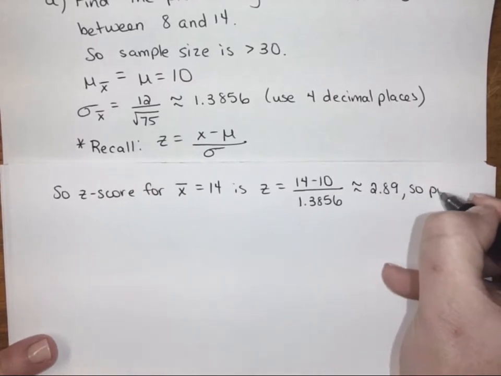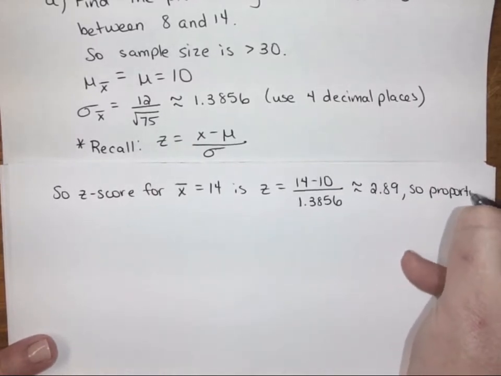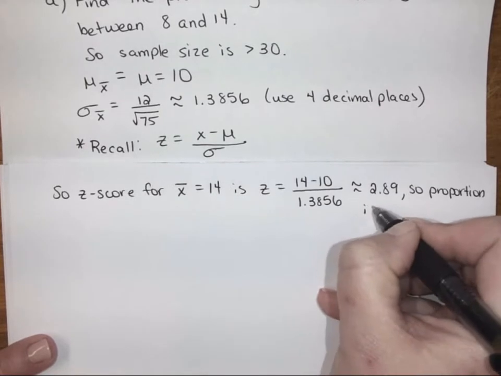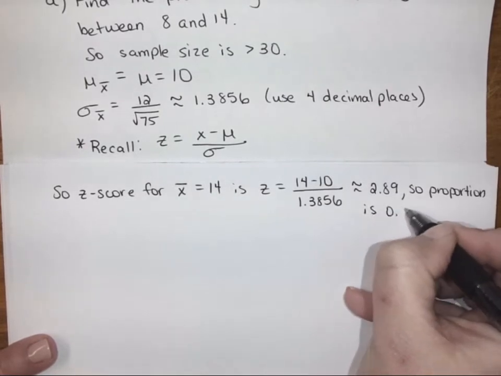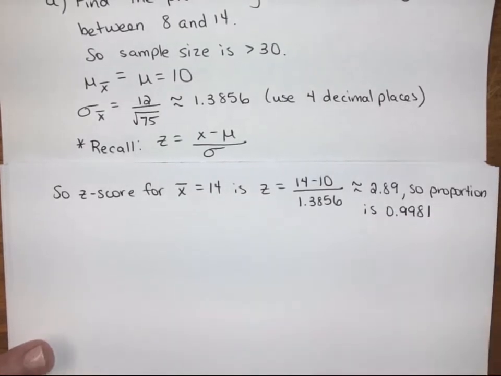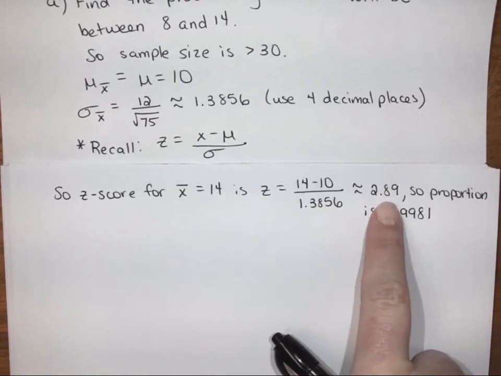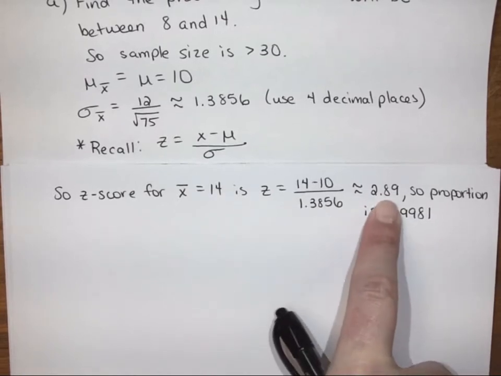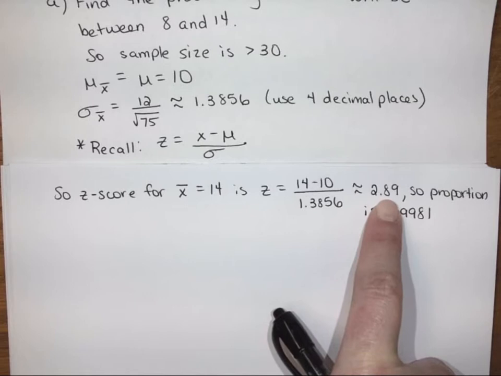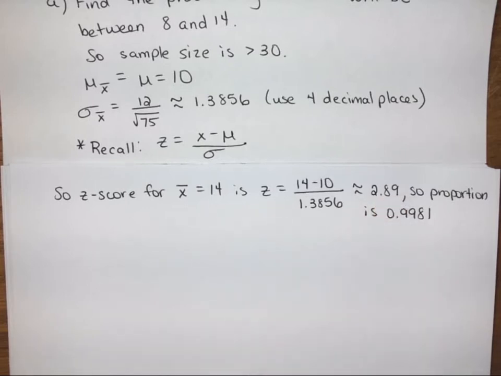And so you look at your chart and figure out the value at 2.89, and I think the proportion there is quite high. It's 0.9981. Think about it this way. If we want the values or the probability that the value stays under 2.89, that's going to be a lot, right? Because we're really, really far over to the right.